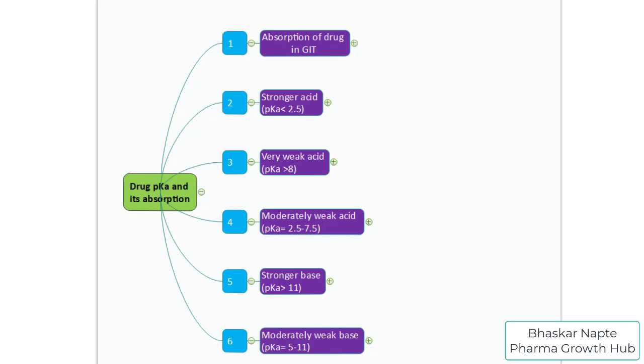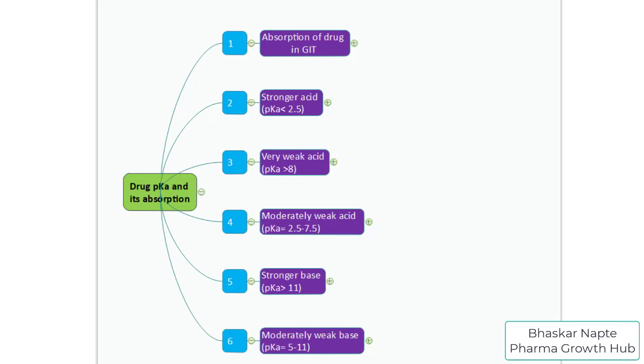Today we are going to talk about what is the relationship between the pKa of drug substance and its absorption. Isn't it important to understand in case you have a suitable dissolution but still are not able to meet the bioequivalence requirement? So let us understand what is the role of pKa of drug substance in its absorption through the GI tract.